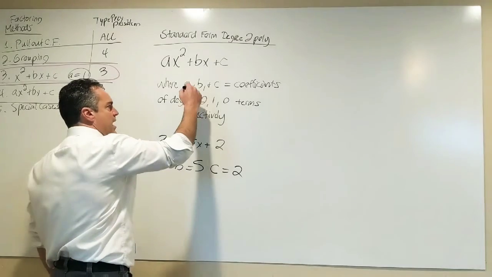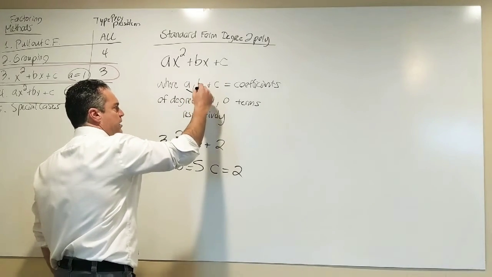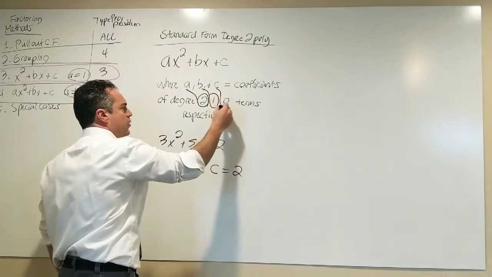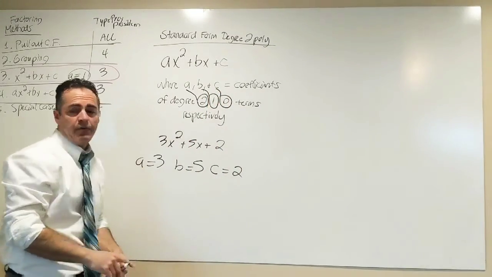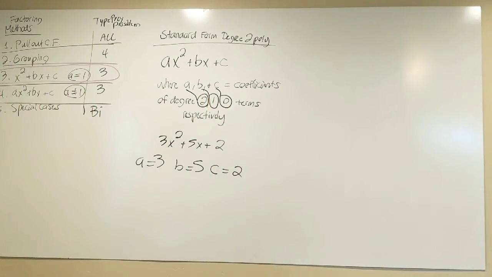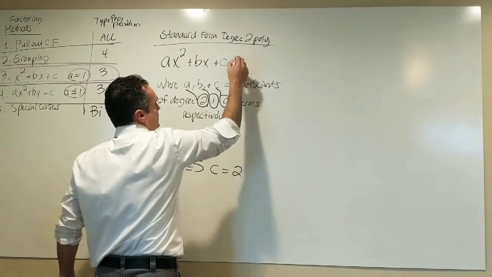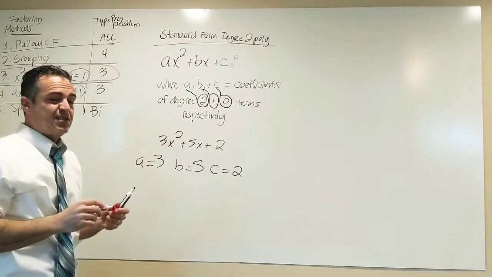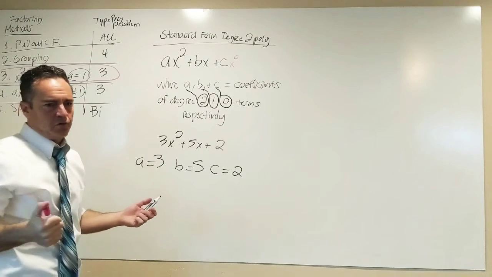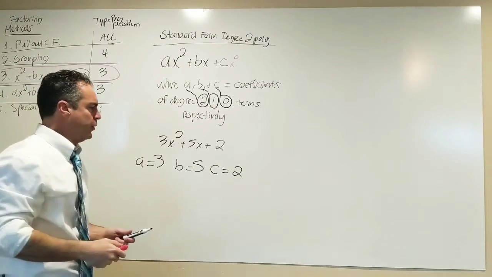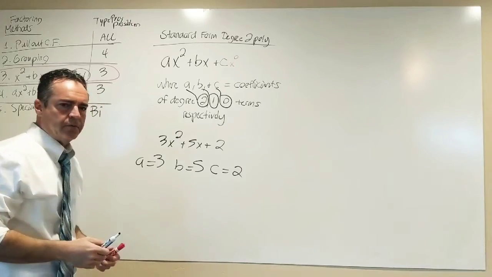So A goes with degree 2, B goes with degree 1, and C goes with degree 0. And remember, we've talked about in the past that degree 0 is because this is like if we had x to the 0 there, right? Because x to the 0 would be 1, because the degree is always of the variable, all right?